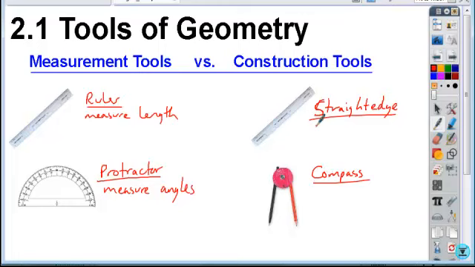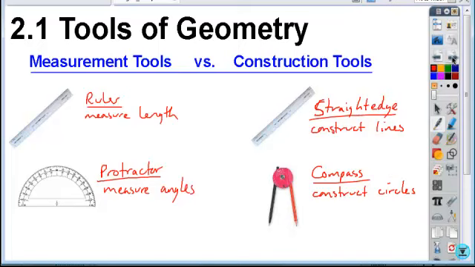And again, a straight edge allows you to construct a line, and a compass allows you to construct circles. All right, so make sure you have these tools available. Make sure you understand which ones fall into which categories.